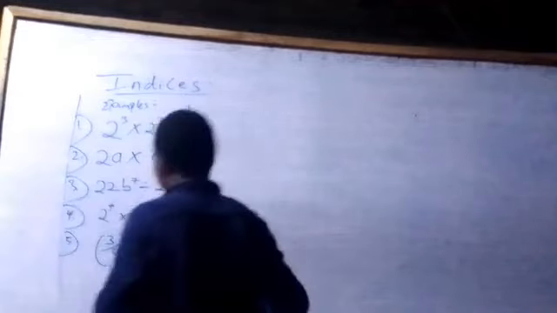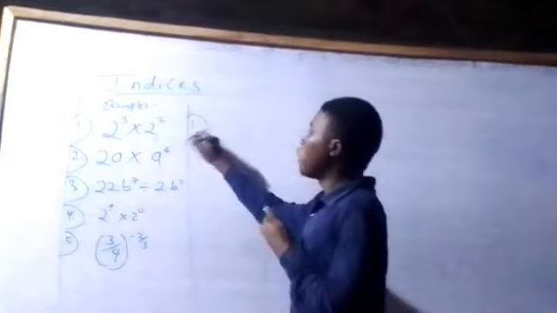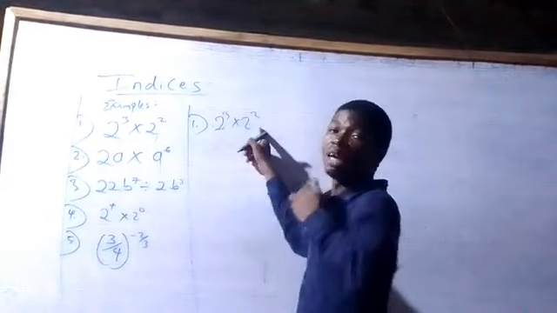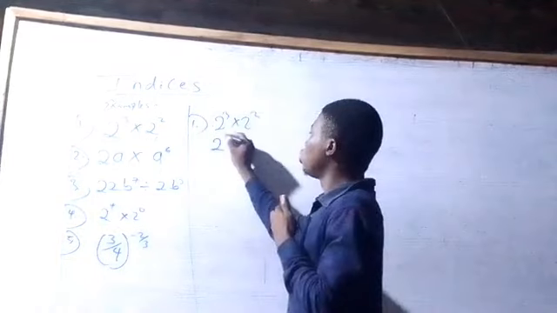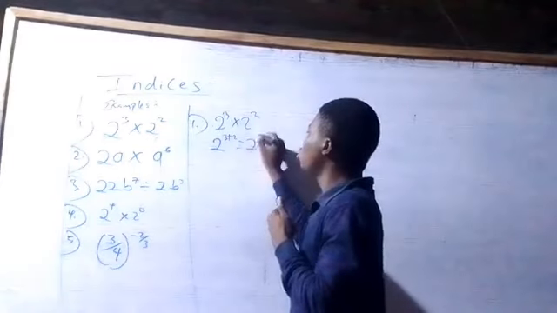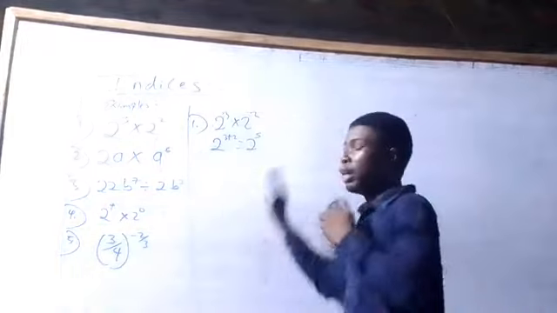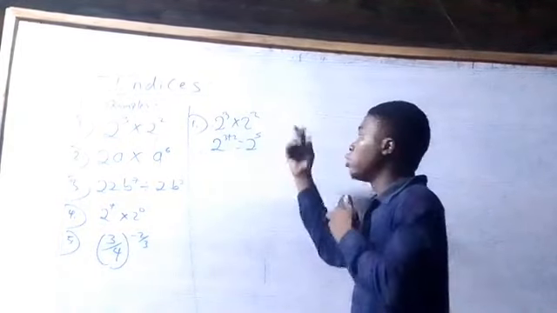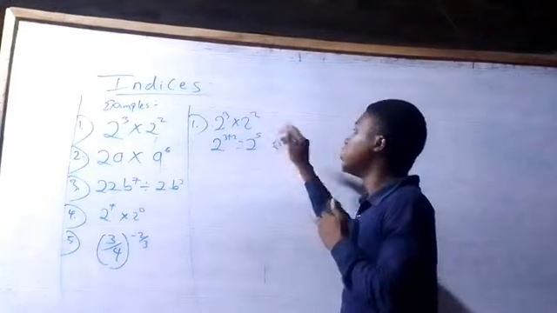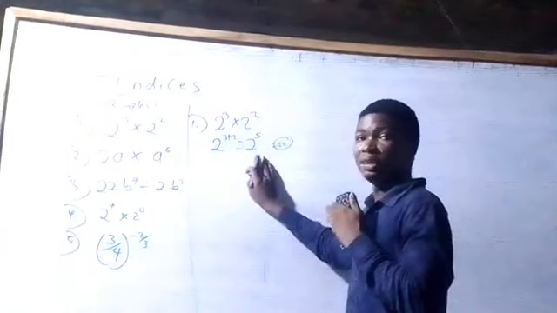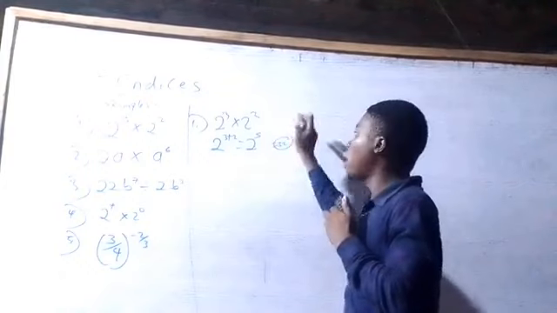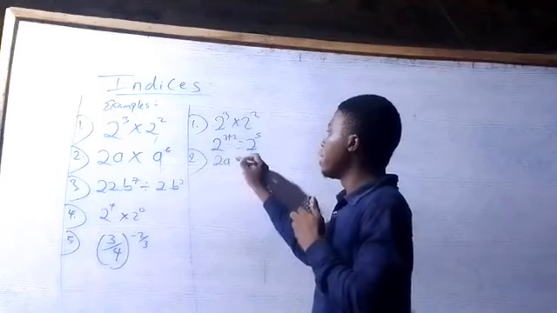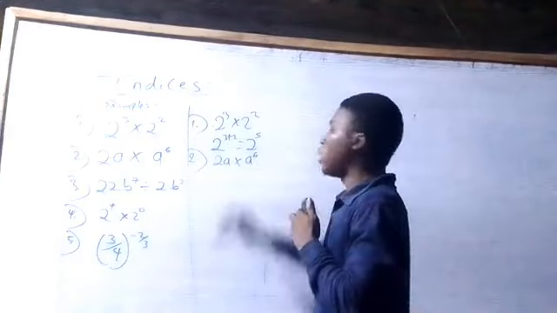So now let's solve. For number 1, we have 2 raised power 3 times 2 raised power 2. They both have the same base. Pick 1, 2, then 3 plus 2, which is 5. 2 raised power 5. That's what indices is. You can decide to make your answer 32, but for indices, you must have your base and your index or your power. Now the second one, we have 2a times a raised power 6.